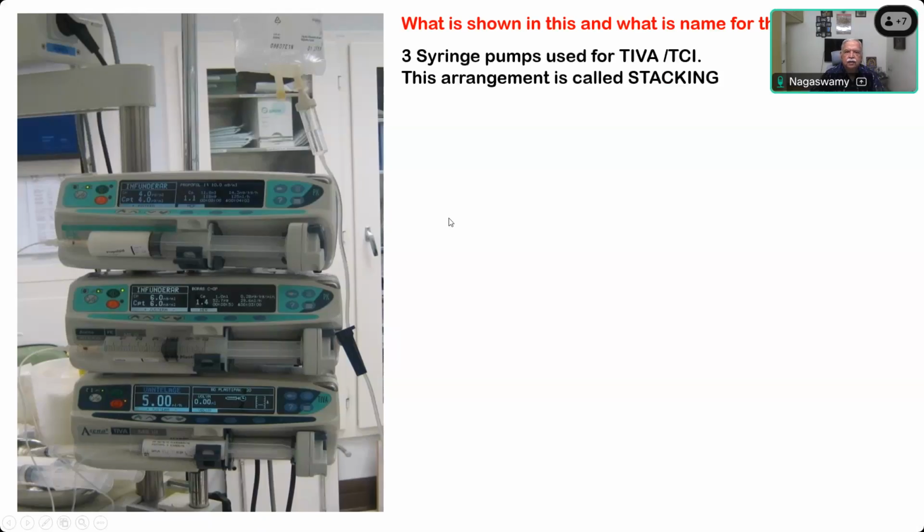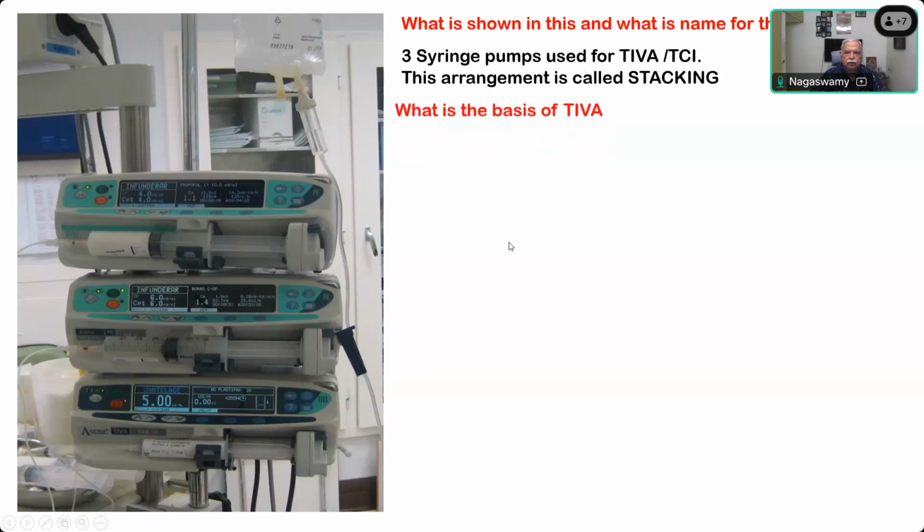TCI pumps. Target controlled infusion. Infusion pump of propofol. This is a TIVA or TCI. You can see this must be propofol, this must be maybe fentanyl or other drug, this may be a vaccine. So three syringe pumps are used for TIVA or TCI. When you attach them one below the other, it is called stacking of the syringe pumps.